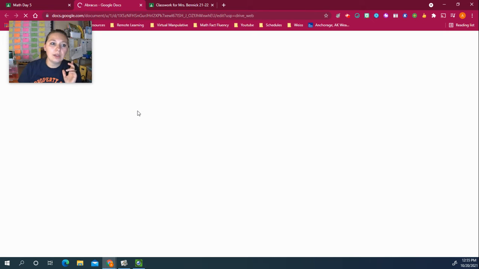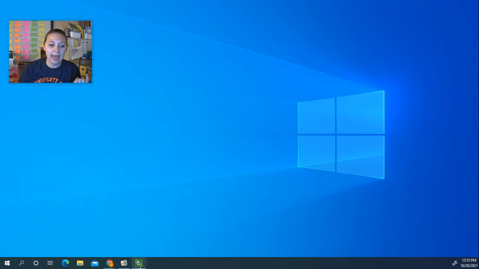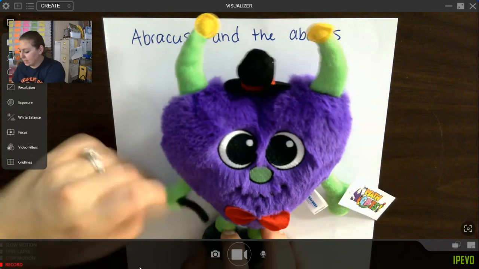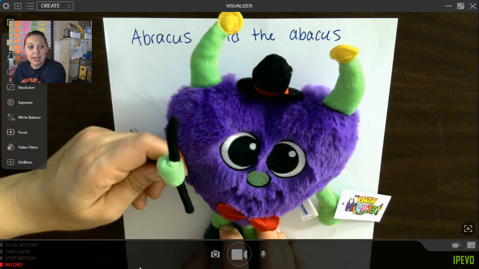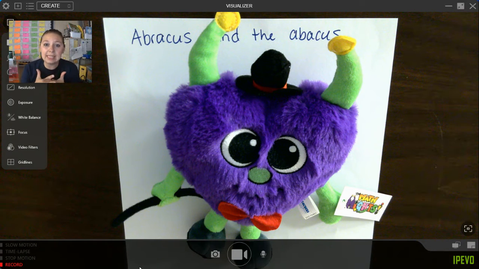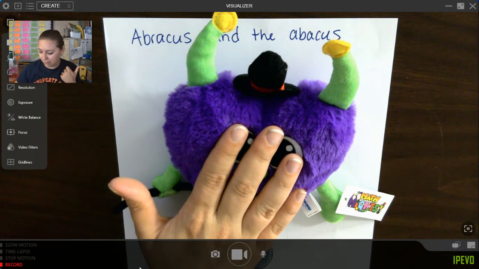Now, here are your math problems, and it says Abracus. So let me introduce you to my friend Abracus. This is Abracus. He has a wand and he does magic. Abracus helps us remember that when we're making math problems easier, sometimes we compensate by adding or subtracting numbers so that the problem is easier to do in our head. And Abracus reminds us of that. He's another character from Mathville.